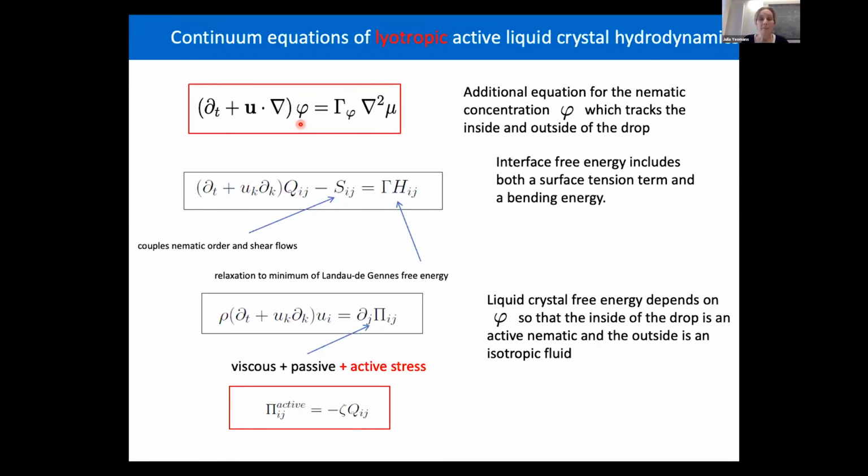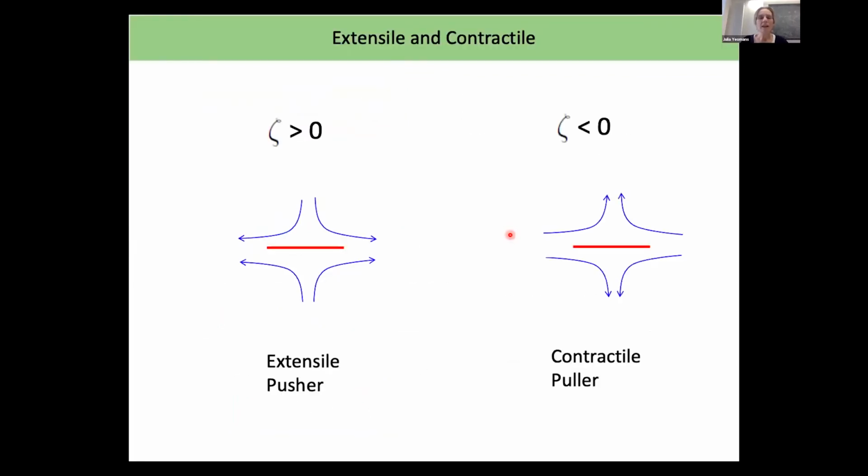And then you choose the free energy and you allow it to depend on this variable phi so that you have a nematic state inside the drop and an isotropic state outside the drop. Now it turns out, I should also say, that I'm going to have to distinguish between a positive activity, which corresponds to a flow field which looks like this, which pushes out the end of a swimmer and in from the sides, and a negative activity where the flow fields are reversed.